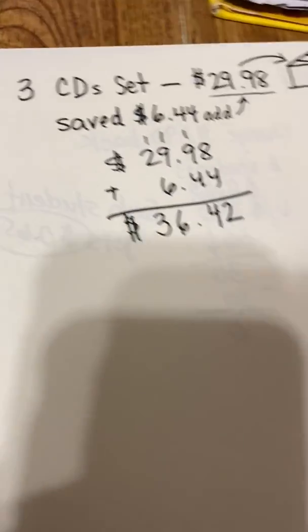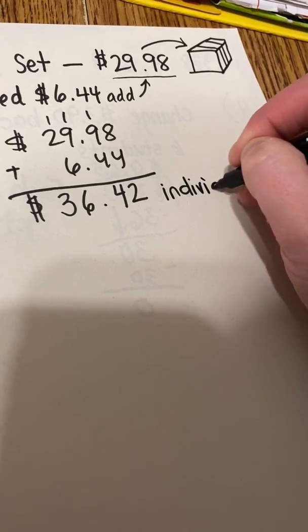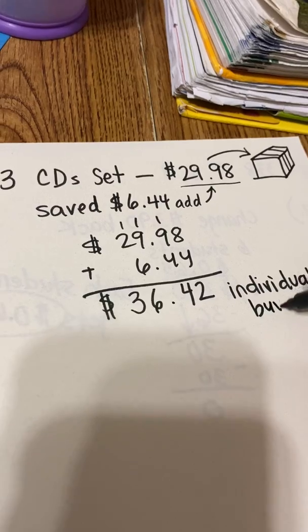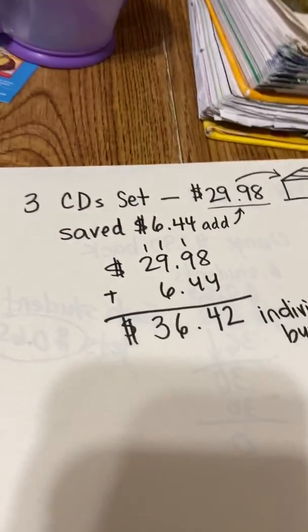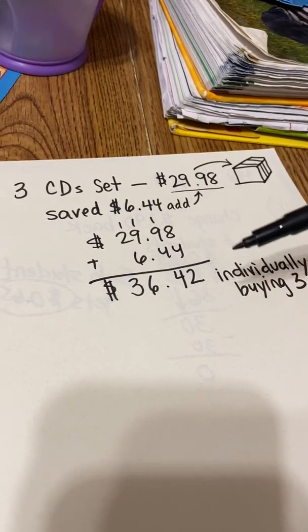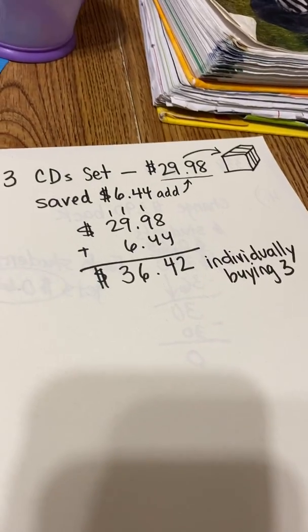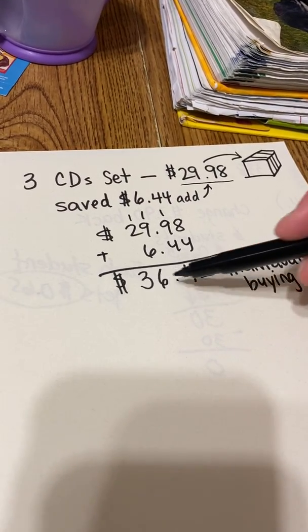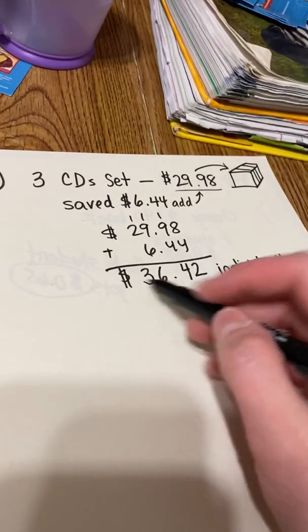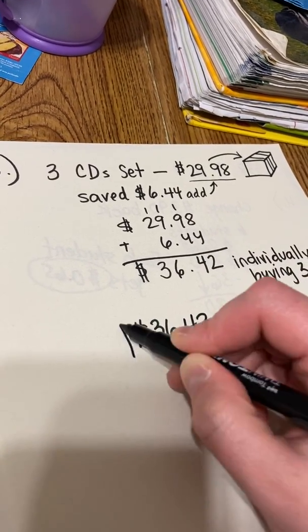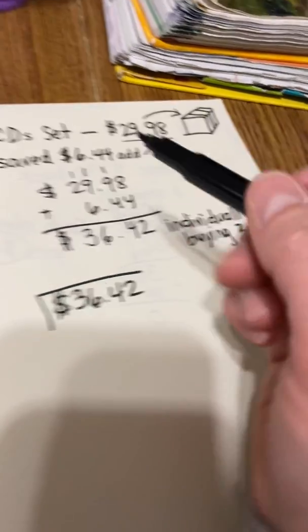So, look at that. Individually buying 3. Okay, so do you see the difference? As a set, bam, you save $6.44. If I bought them separate, I'd have to pay $36.42. So now they want us to find out, well, if this is what I bought, how much would 1 cost? Well, take this and divide it by how many? Hopefully you said divide by 3.